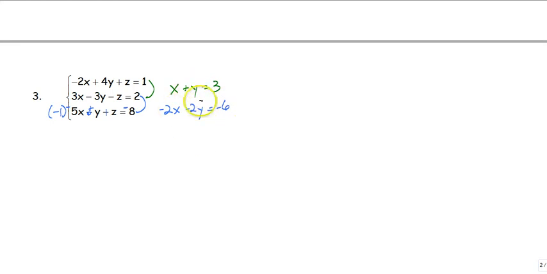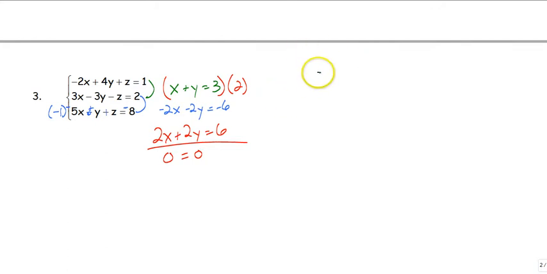Well, now I just am going to multiply this top one by 2. Okay, so I'm going to get 2x plus 2y equals 6. Well, if you look at this and you add down now, you get 0 equals 0. Back when we did 2 variable, that was infinitely many solutions on that line. So remember, infinitely many solutions on those lines.